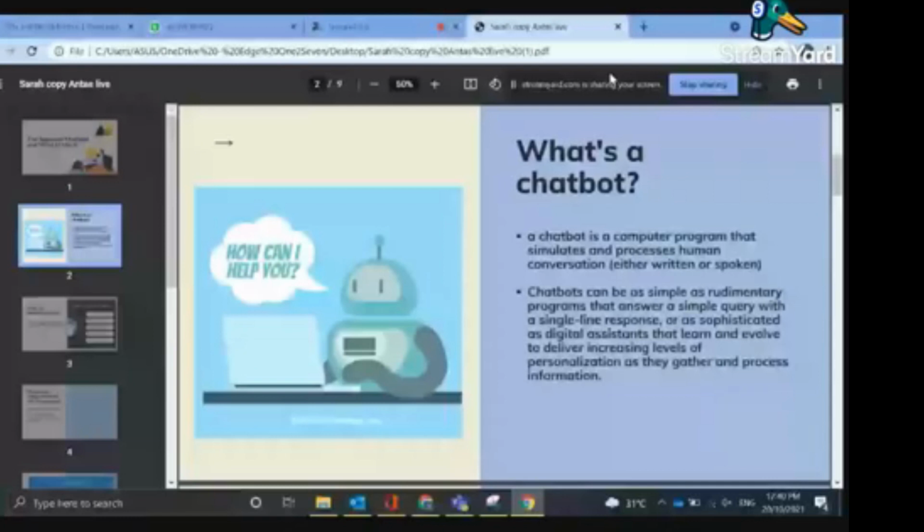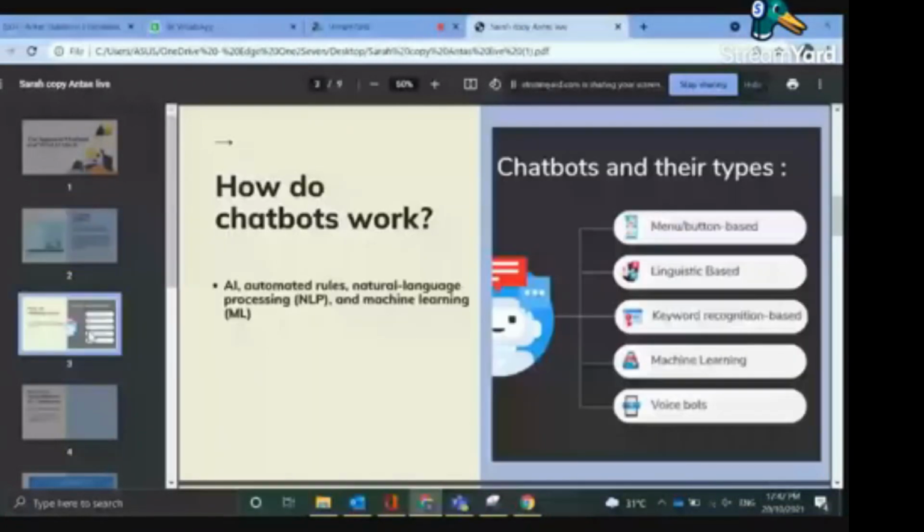Chatbots can be as simple as answering one question, or more complex by integrating AI and machine learning, and it can process the data. So let's look at how chatbots work. They use AI, NLP, and machine learning. So let's look at these chatbots and their types.